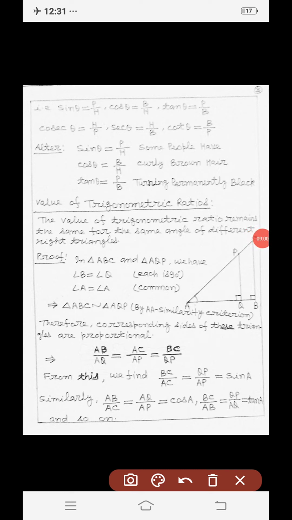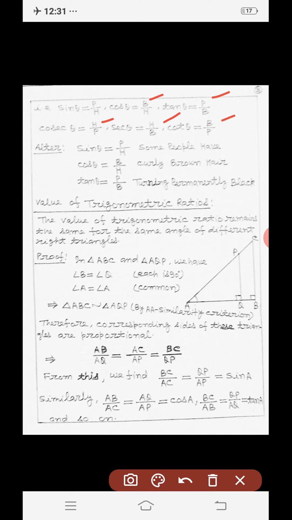That is, sin theta is equal to P by H, cos theta is equal to B by H, and tan theta is equal to P by B. Pandit Badri Prasad: for sin theta, Pandit P; for cos theta, Badri B; and for tan theta, Prasad P. And in the denominator, for sin theta Har, for cos theta Har, and for tan theta Bol. So, Pandit Badri Prasad Har Har Bol.